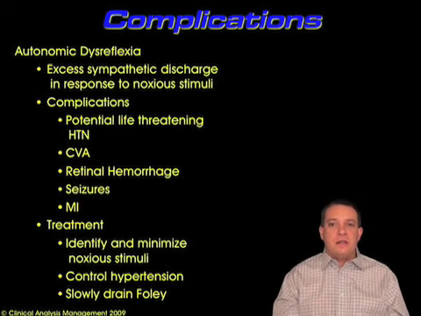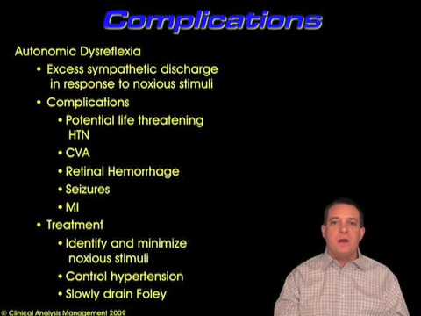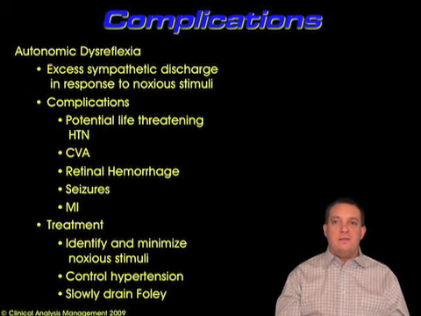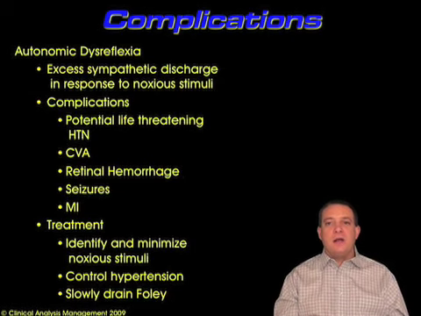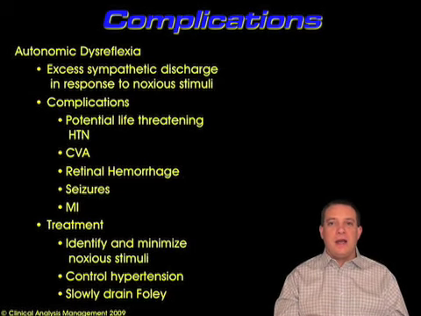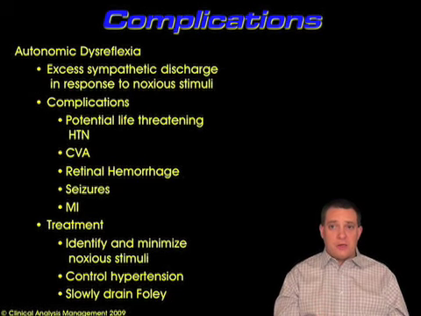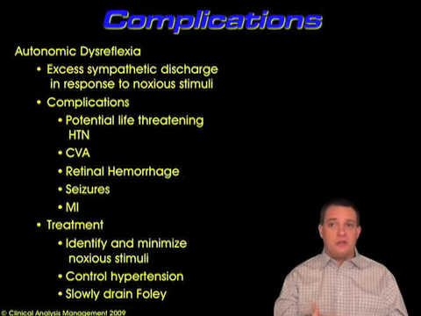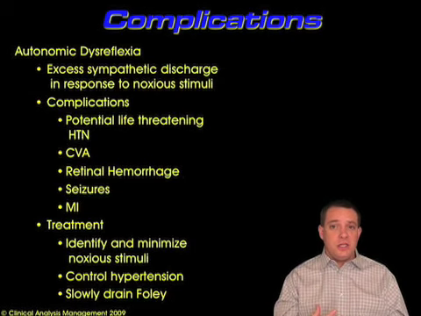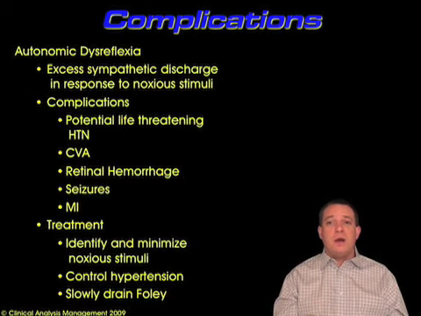Because they have no feeling below their waist, they can't feel that discomfort, they can't feel that pain, but their body may still produce this massive sympathetic response we call autonomic dysreflexia. So they may become tachycardic, they may become hypertensive, and autonomic dysreflexia can be very dramatic. The patients can have hypertension that goes up to the point where it causes a CVA, an MI, retinal hemorrhages, or seizures. So autonomic dysreflexia can be a fairly big problem.